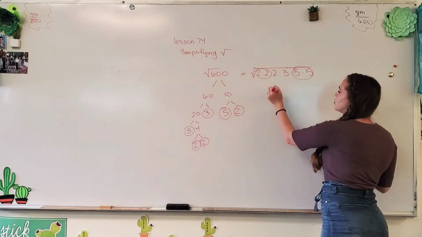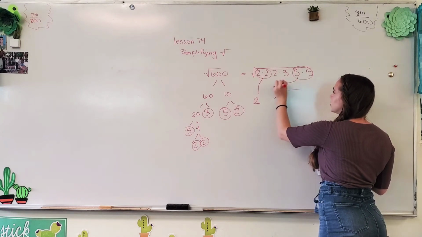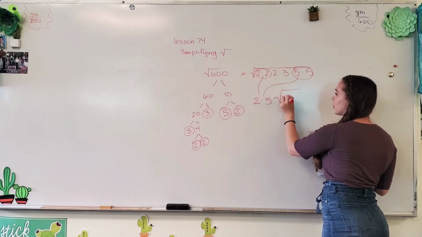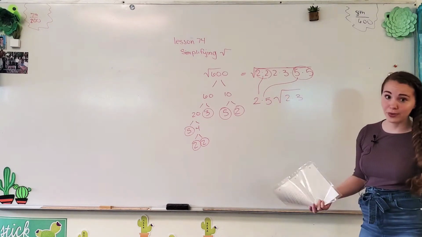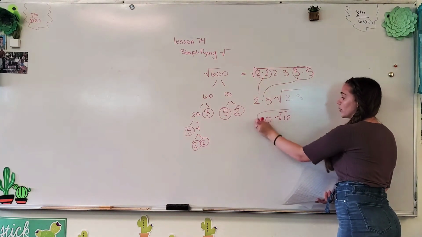Gotcha. So the 2 become 1 on the outside. So 2 2's become 1 2. 2 5's become 1 5, and then we're left with just the 2 and 3 under the radical. So just multiply, and we end up with 10 times the square root of 6.